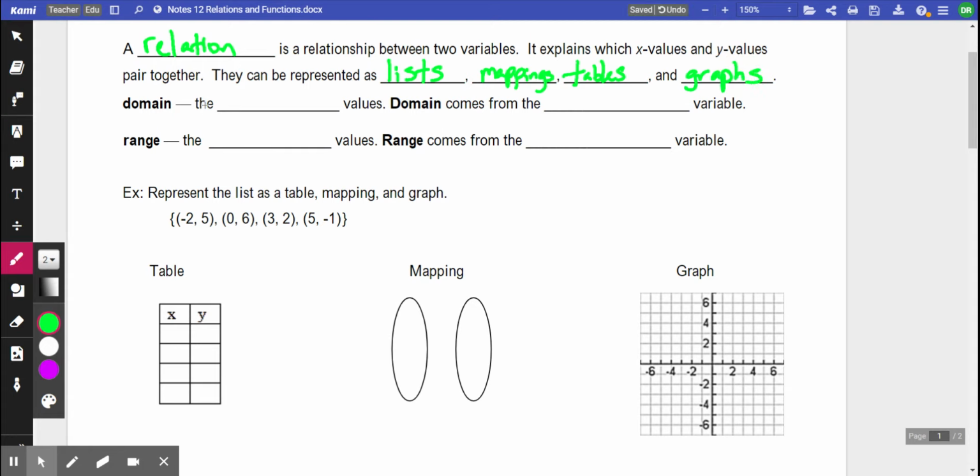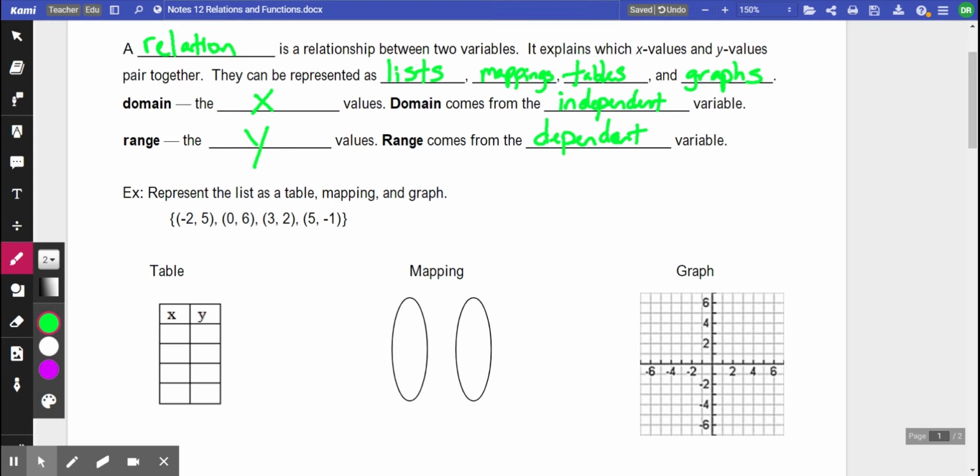The domain. The domain are all of the x values. Domain comes from what's called the independent variable. And then the range is your list of all of your y values. And your range comes from the dependent variable. Dependent, that should be an ENT there.